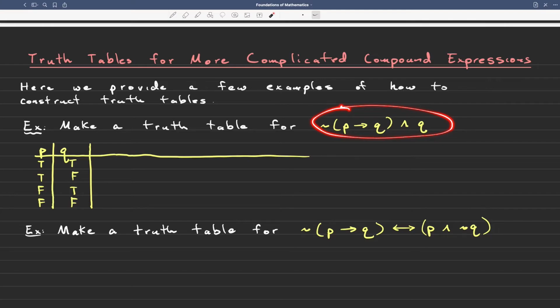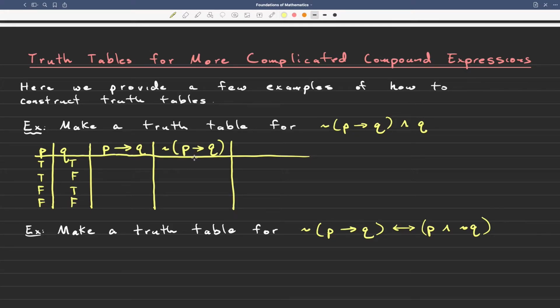I want to build it up in terms of the pieces that it's made from. So I've got a P implies Q inside there, and then I've got the negation of that. I can do that in two steps. I know the truth table for P implies Q from before, so I could write down those truth values. After I have that, I could negate it just by switching all the truth values of the previous column. Now I have that bit, so I could do that in conjunction with Q. So I could do not P implies Q and Q.